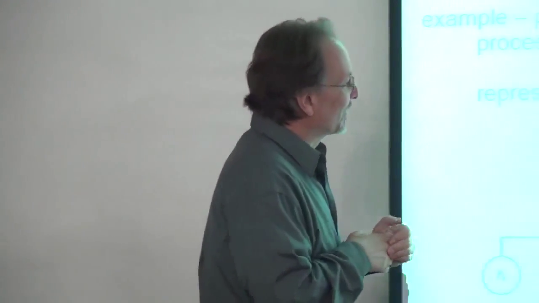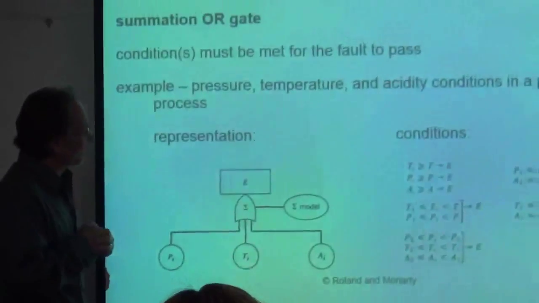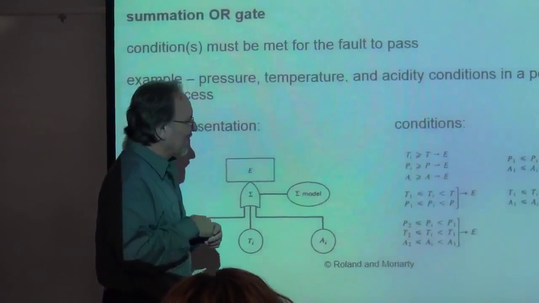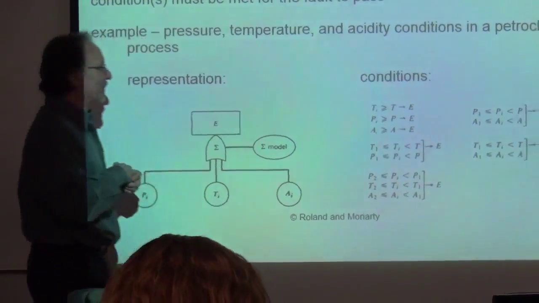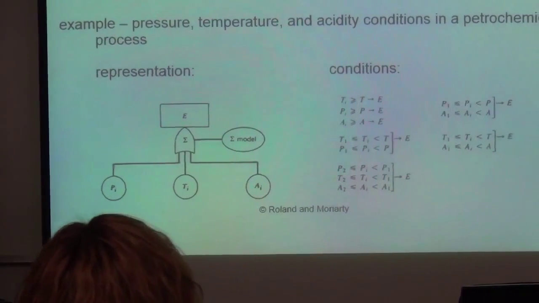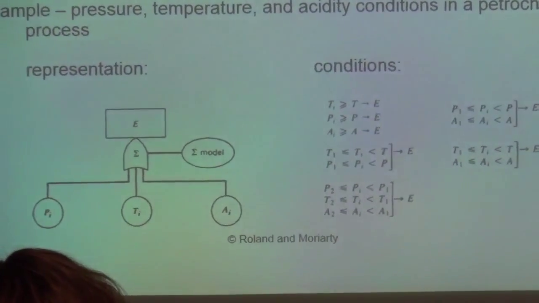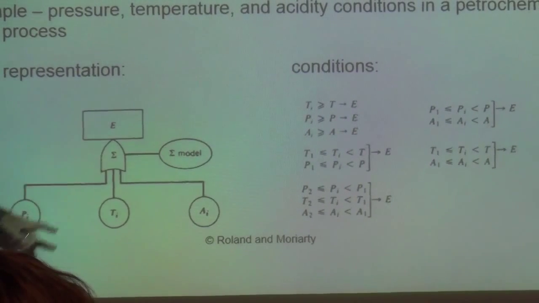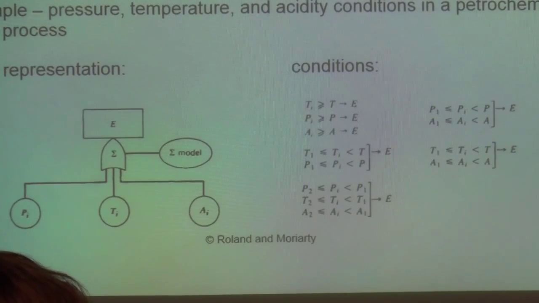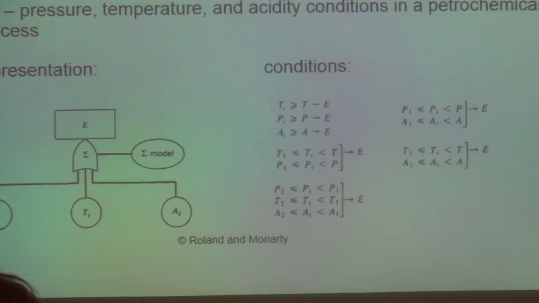The next is a summation OR gate. This is probably the most complex one. Modifier is your model, whatever the model is. And in this case, I copied this one out because this is a really complex model. Also remember that there has to be a summation sign inside the gate to indicate that it's a summation OR. So we have P sub I, T sub I, and A sub I as our basic events, and then the summation OR. Conditions for the fault to pass, and that's what you have to enumerate.